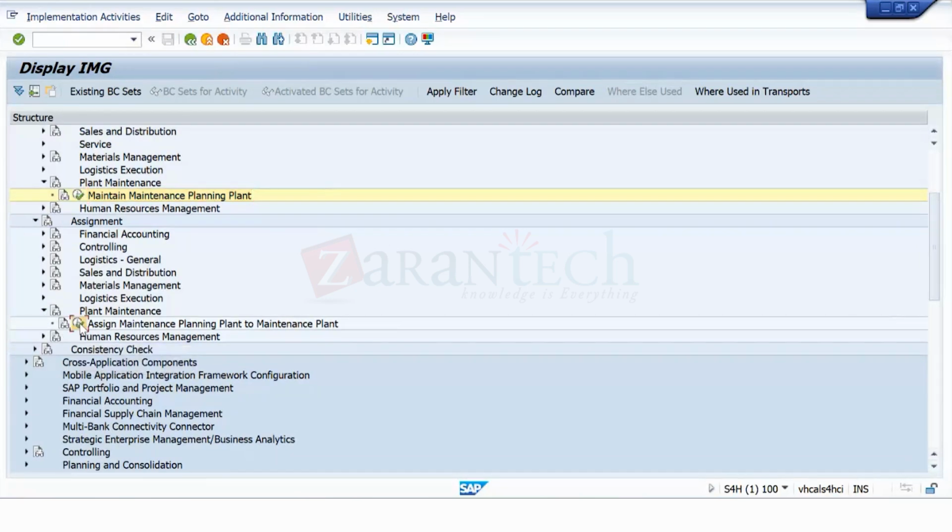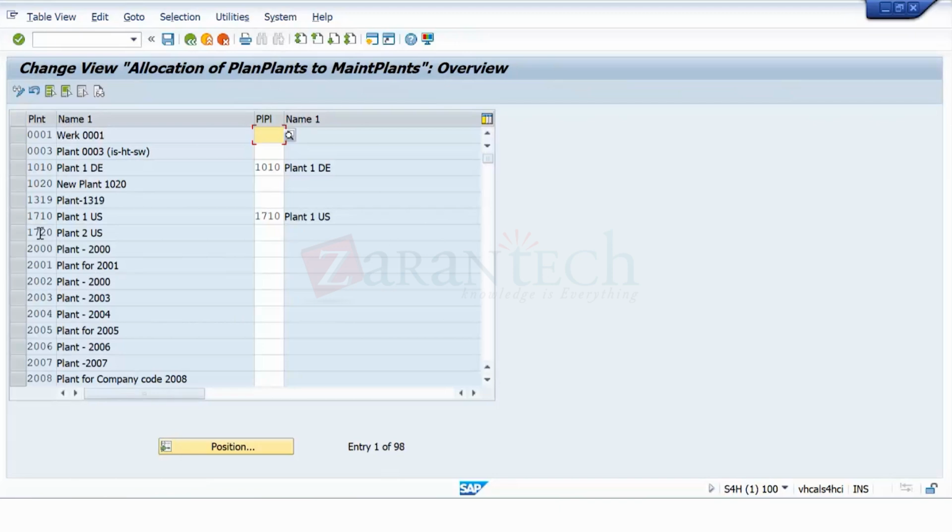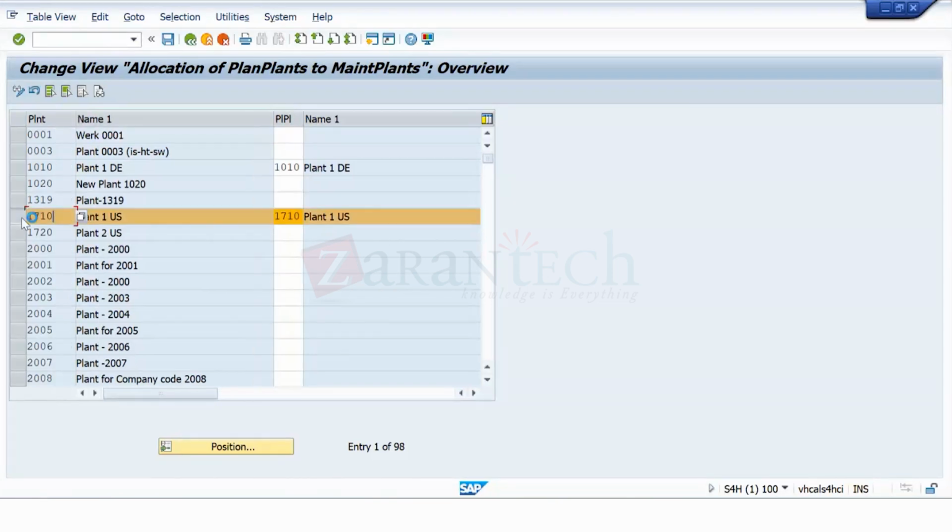We will define which is the plant and which is the planning plant for that plant. Just like that, we have defined here for our plant that this is the case of decentralized planning. Again, this is a case of decentralized planning. And if we talk about this case, what will happen? This case is centralized planning. This is simply a case of centralized planning.